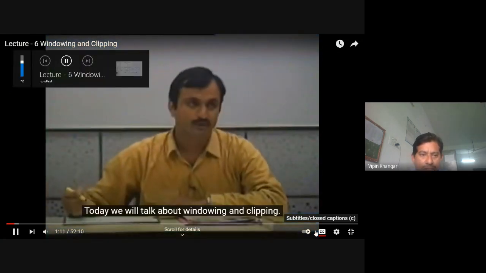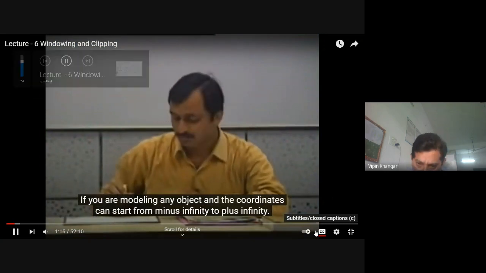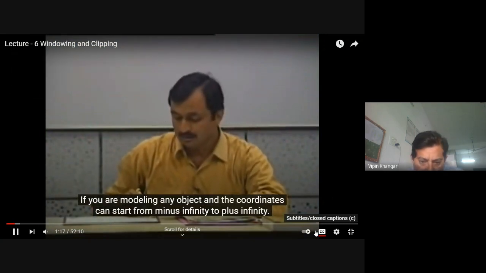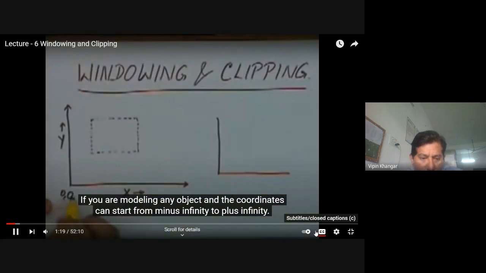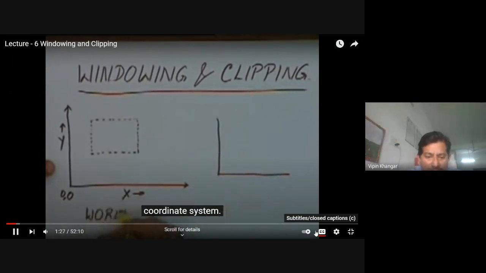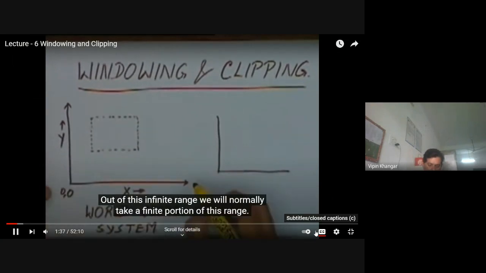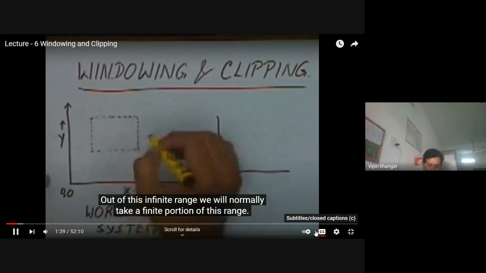We'll talk about windowing and clipping. If you're modeling any object, then the coordinates can start from minus infinity to plus infinity. In this infinite range, which is normally referred to as the world coordinate system, out of this infinite range, we'll normally take a finite portion.